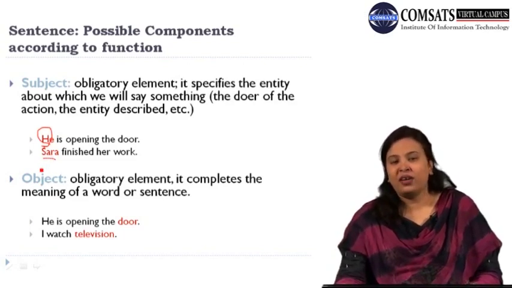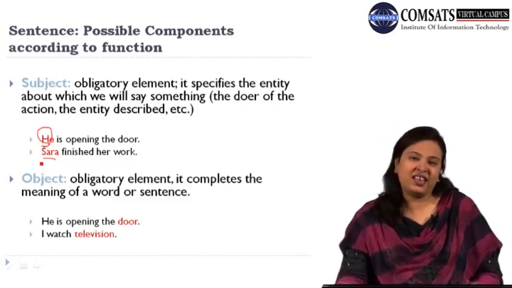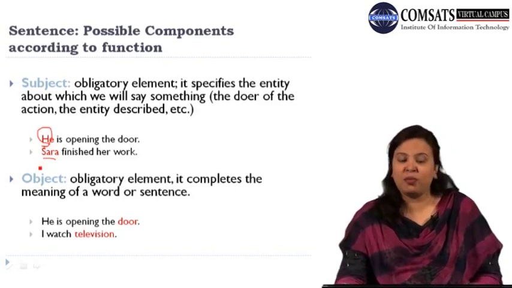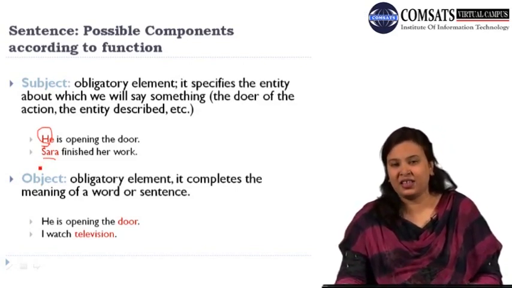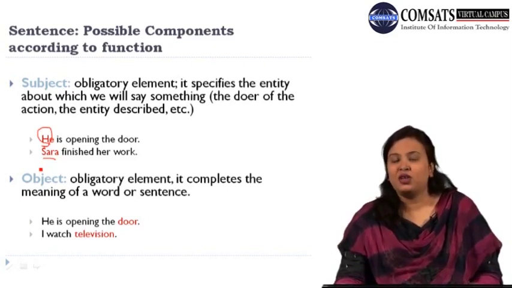Now the second important functional place is that of object. Object is also an obligatory element in a sentence, and it completes the meaning of a sentence because it is something on which usually an action is done. For example, he is opening the door. So now the door is something on which an action has been done. So the door is an object.